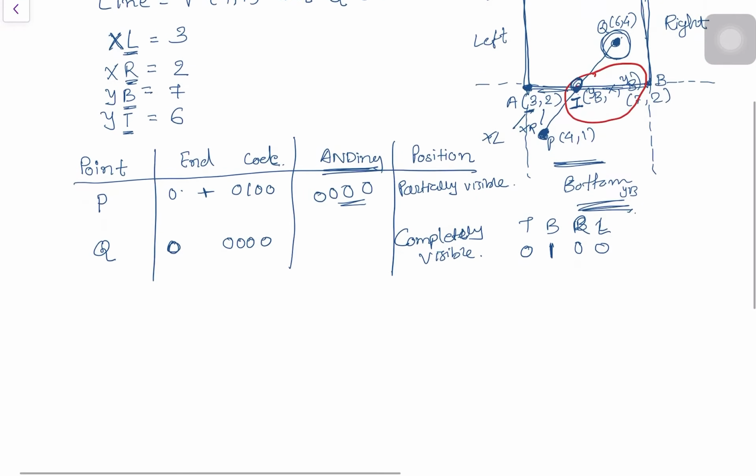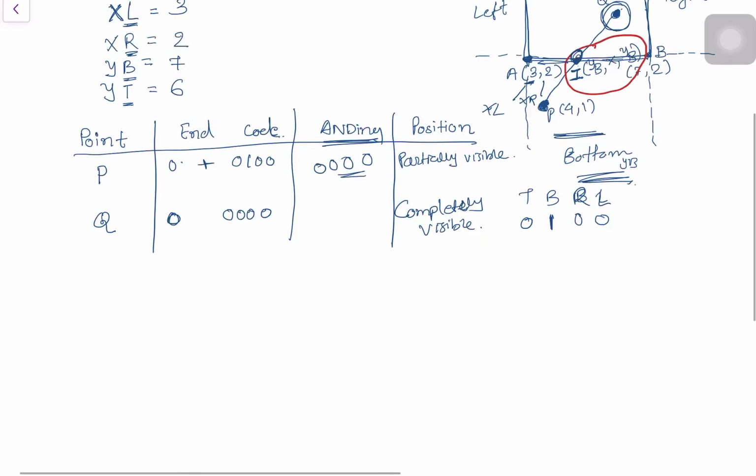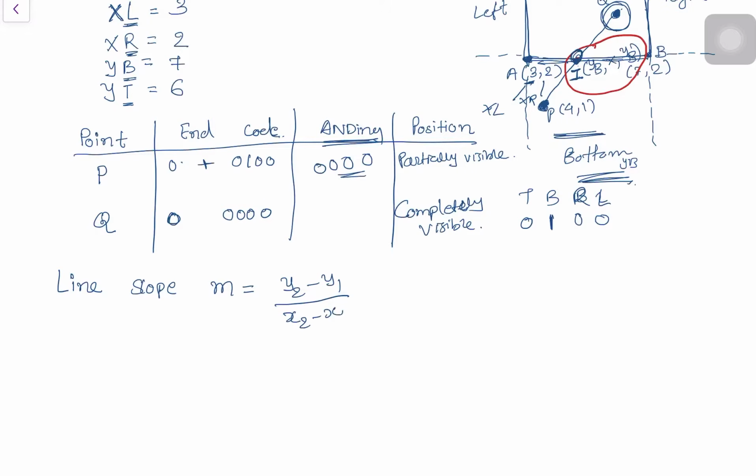Now the third step is to find the line slope. M is equal to y2 minus y1 divided by x2 minus x1. Now what will be the value of y2?